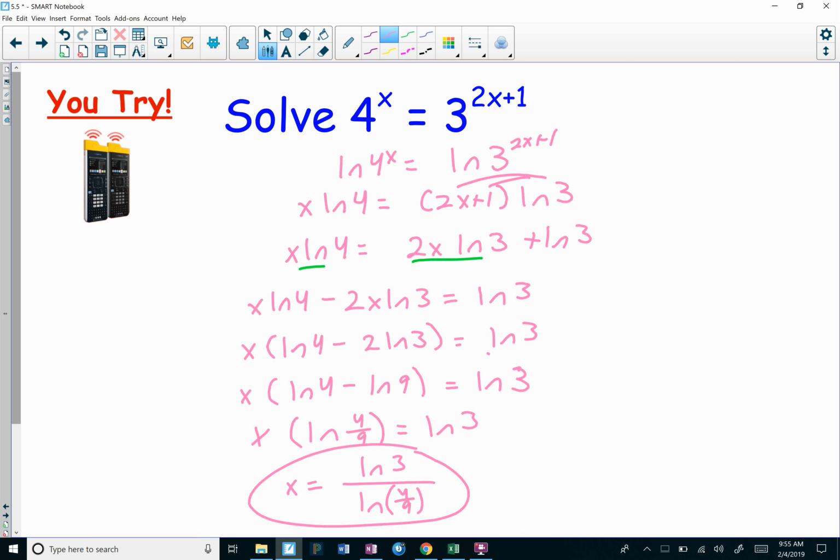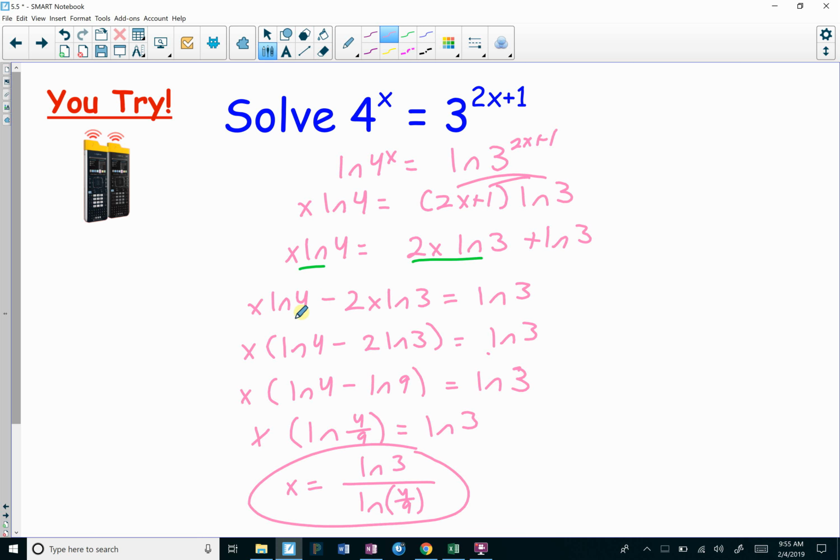Okay, let's start going over it. Take the natural log of both sides. Then I'm going to power down that x, power down the 2x plus 1. Make sure you have parentheses because the next thing we want to do is distribute. Okay. Then I underline my x terms. I want them all on one side, so I went ahead and subtracted 2x natural log of 3. Factor out the x, and then it's just a matter of cleaning it up.